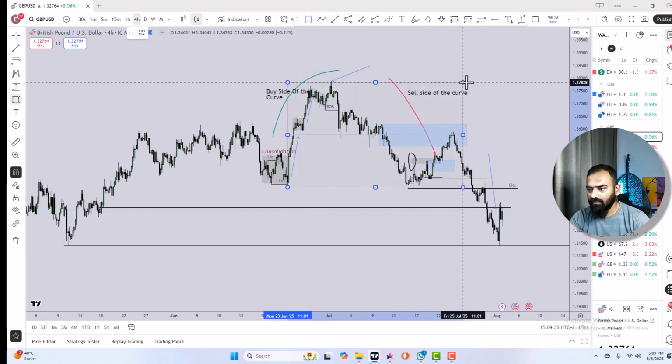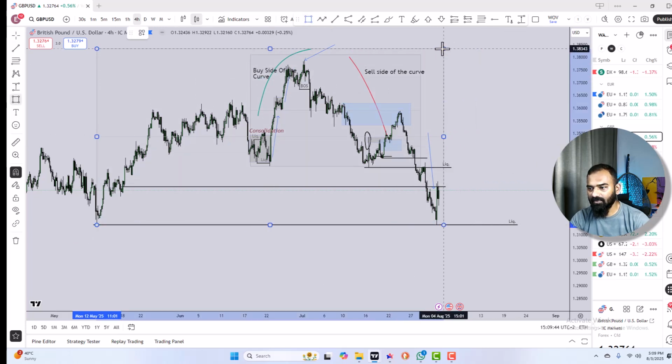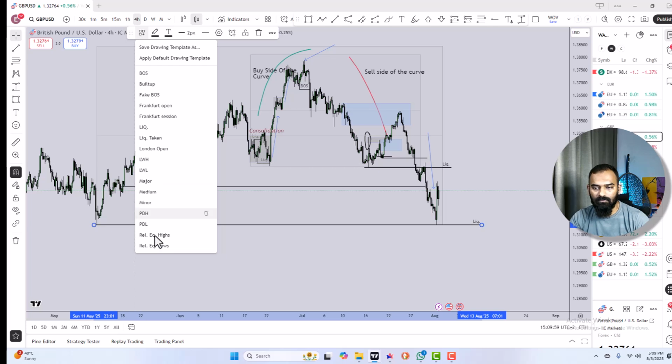it completed an internal sell side model, and then it has completed an external sell side model, this one. But in order to complete this external sell side liquidity, it did not punch out through this liquidity level. Instead, it made a relative equal low.